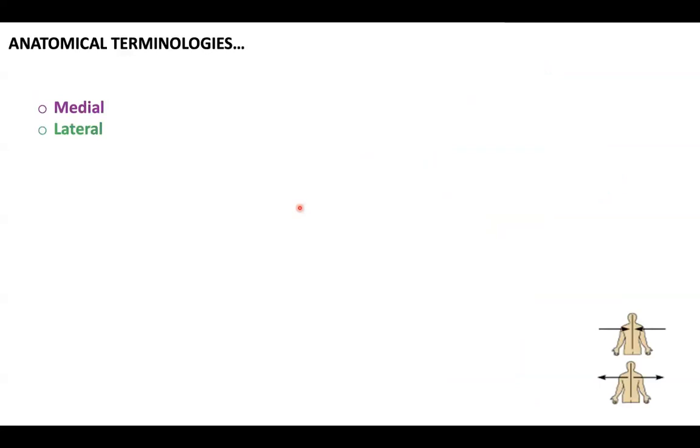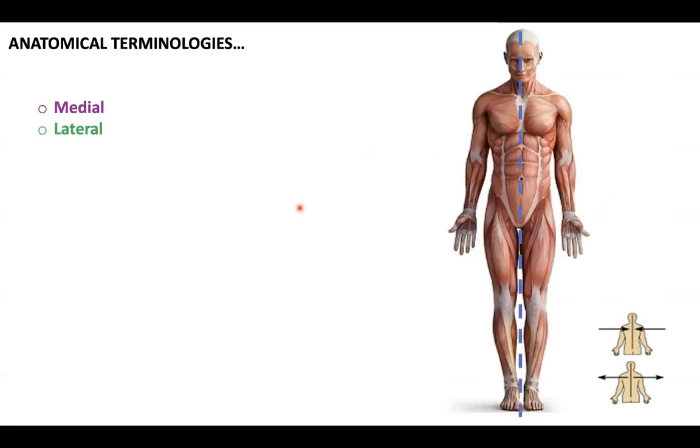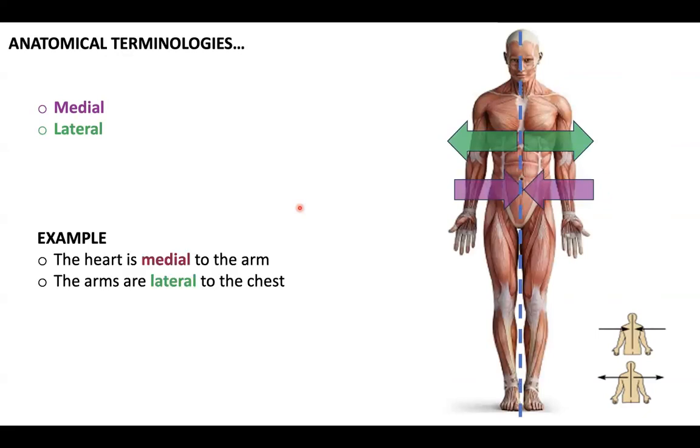The next two relative terms are medial and lateral. So medial, as you know, means near or towards the midline, and lateral means away from the midline. So for example, the heart is medial to the arm. So the heart lies near the midline. So we can say the heart is medial to the arm.